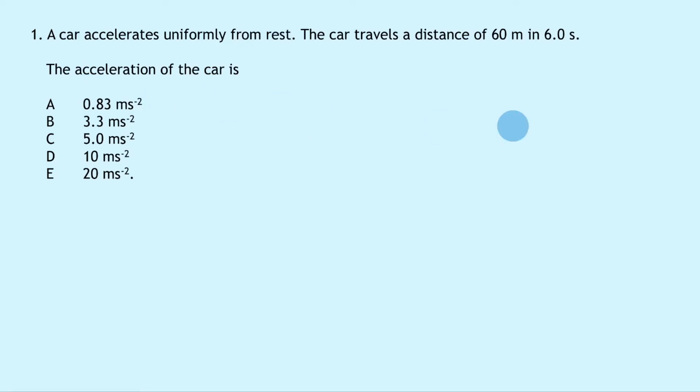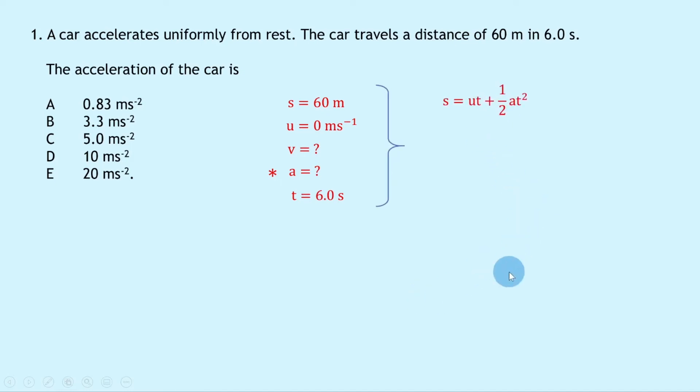So we're going to use equations of motion here, but in order to find out which one, let's write down suvat to begin with. So we know that s, the distance, is 60 meters. We know that the initial speed u is 0 meters per second because we're told it starts from rest. We don't know what the final speed is. We know the acceleration is what we're trying to find, and the time t is 6.0 seconds. So let's put a star next to a because that's the one we're trying to find. So this means we're going to use the equation of motion that doesn't have v in it, which is going to be s equals ut plus a half at squared.